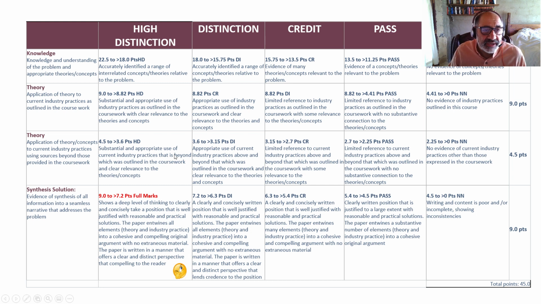And then this one, 10 out of 10, shows a deep level of thinking. This is where we see that you really understand the problems, the complexities of the problems, what your solution can offer, limitations to your solution.